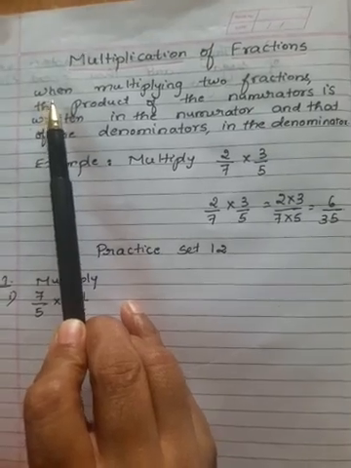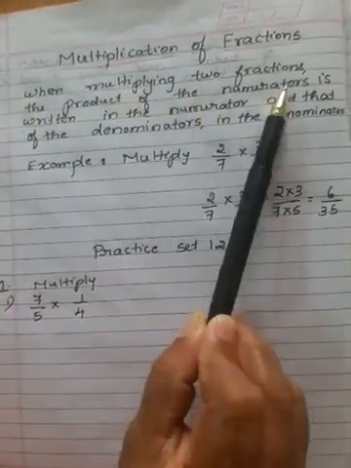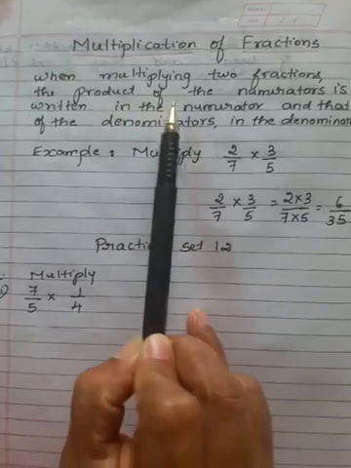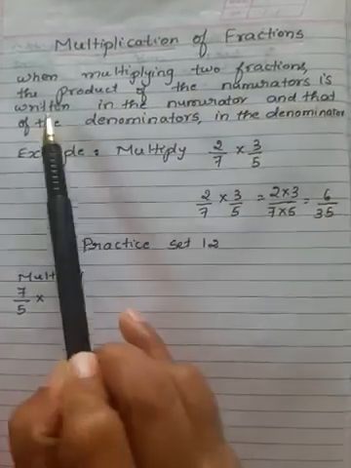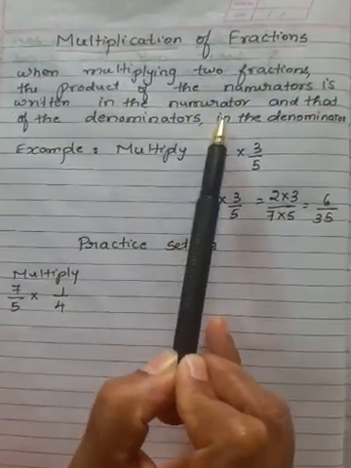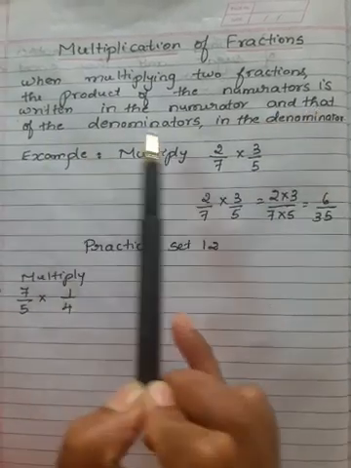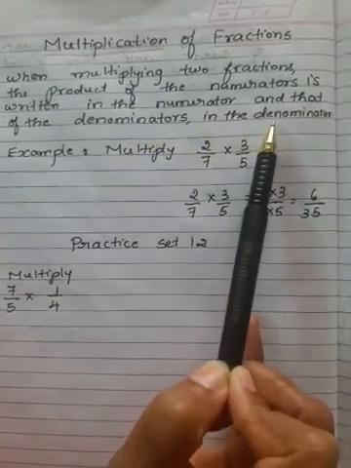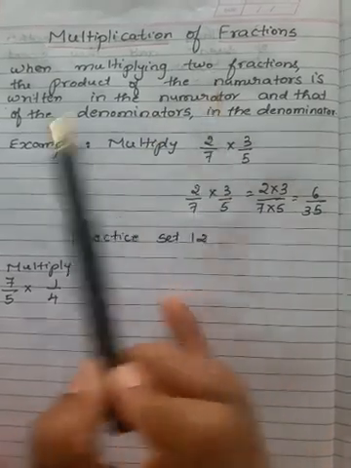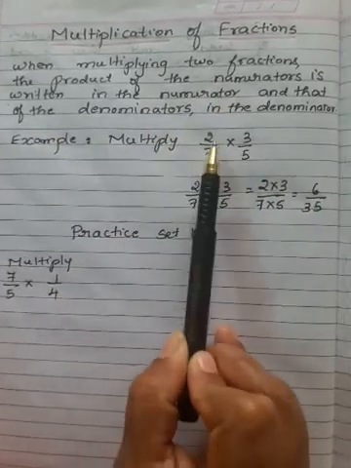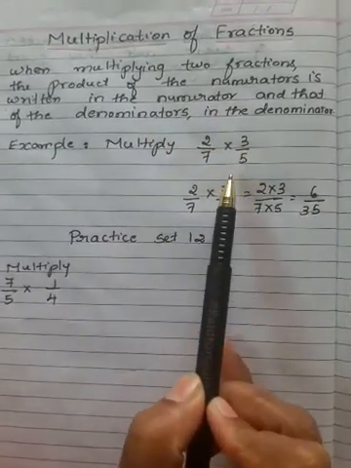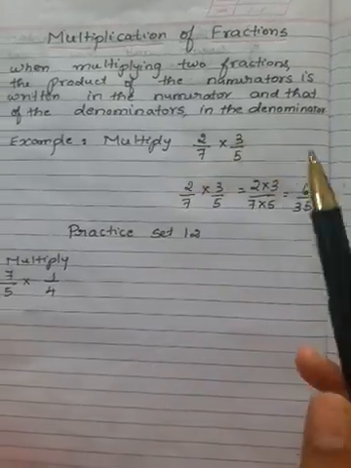Remember this point. When multiplying two fractions, the product of the numerators is written in the numerator and that of the denominators in the denominator. That means, for example, multiply 2 upon 7 into 3 upon 5. So how to multiply this fraction?